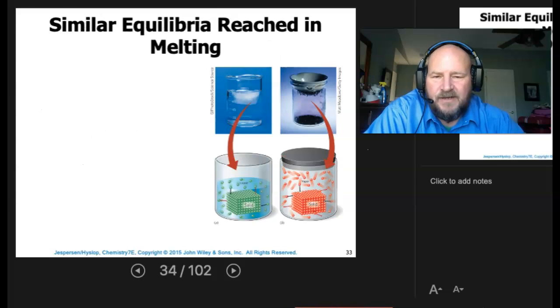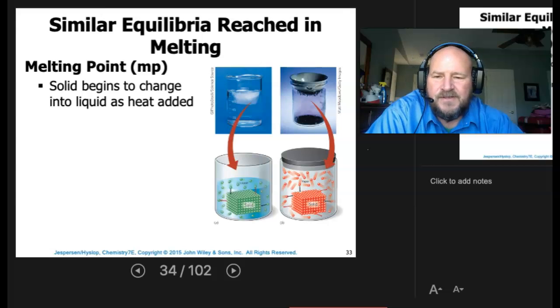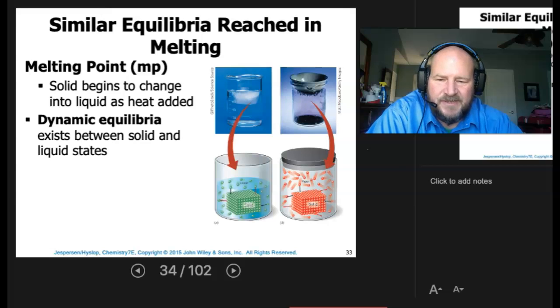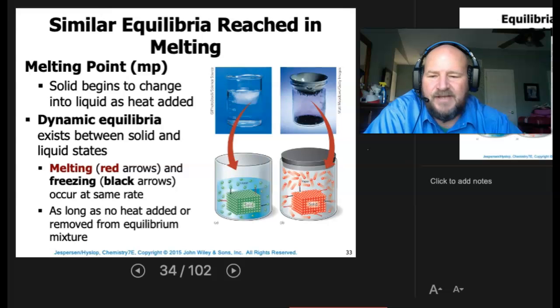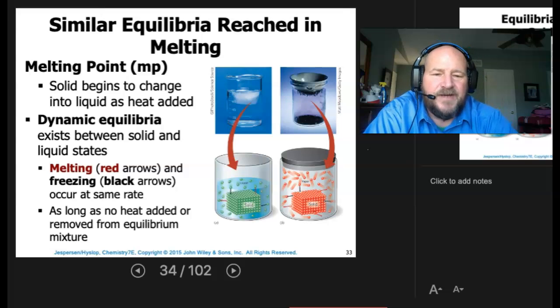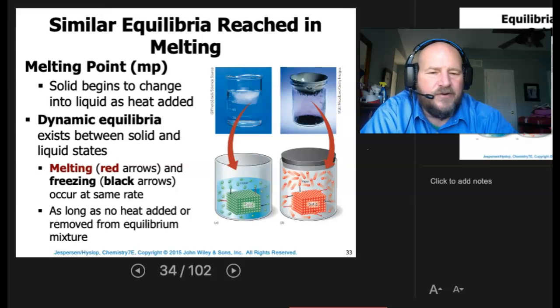Now, similar equilibria can be reached in melting, except now we have a solid going to a liquid, and then the liquid freezing and coming back to a solid. So at the melting point, the solid begins to change into a liquid as heat is added. The dynamic equilibrium then will exist between the solid and the liquid state. So the melting, the red arrows, and the freezing, the black arrows, are going to occur at the same rate, as long as no heat is added or removed from this equilibrium mixture. So if we continue to add more and more heat, then of course we're going to pass that point of equilibrium and go directly to the liquid.